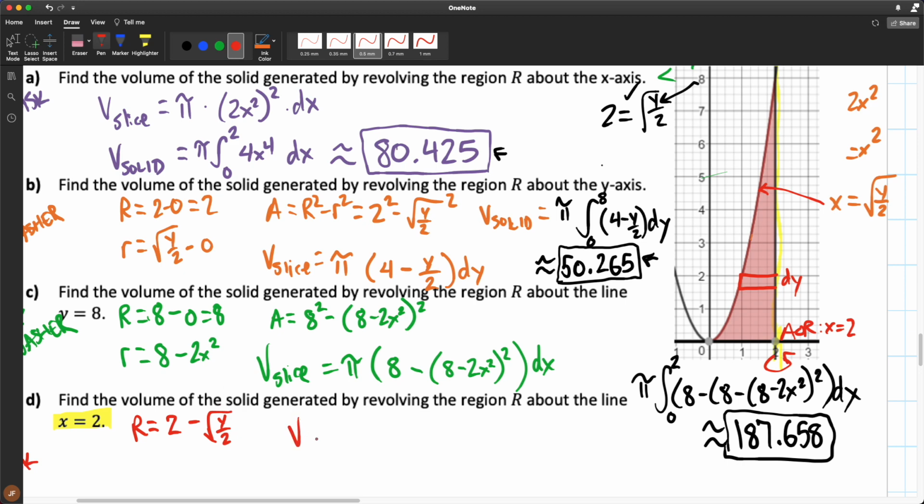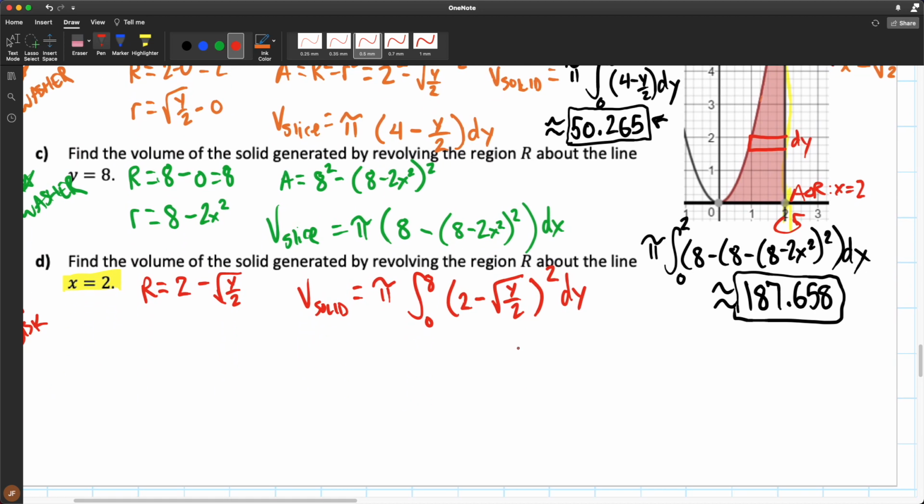So if we jump straight to volume of our solid, we've got pi times our integral. We're going from bottom to top again, so 0 to 8. Okay, this one's just r squared, right, for disk method. So in parentheses, 2 minus root y over 2 quantity squared with respect to y. Put that in our calcs. 16.755, rounded to the nearest thousandth.